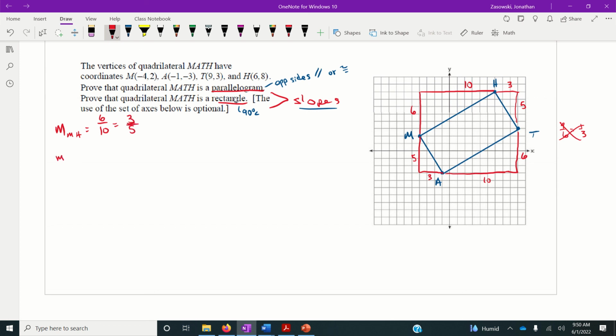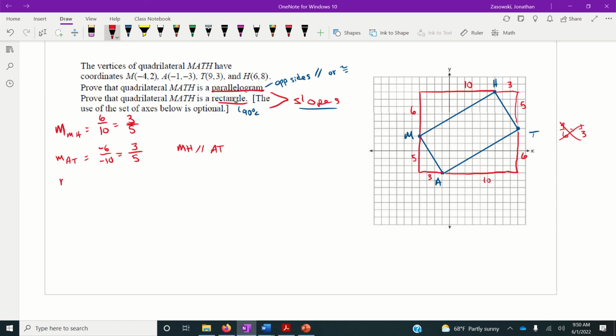Okay, the next slope that should be parallel to this one is the one down here. We'll call it AT. And once again, this is going down 6 and left 10. So we'll do down 6, negative 6, and left 10, which a negative over a negative is positive, and we can take out a 2 again to get 3/5. So this tells me that these two lines have the same slope, so I know that MH is parallel to AT.